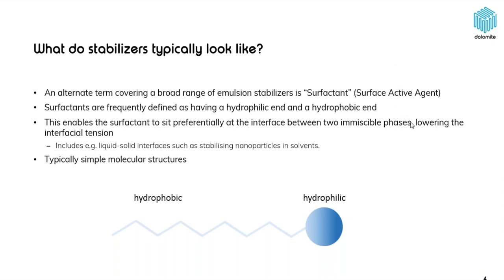That can include things like liquid-solid interfaces as well. So surfactants are commonly used for nanoparticle synthesis as well. So compounds like oleic acid or oleylamine are frequently used to stabilize metal nanoparticles as they nucleate and grow from organic solvents such as octadecene. Typically, surfactants are simple molecular structures, but there are a range of different types, as I will discuss now.